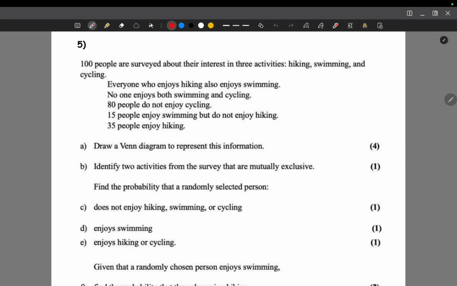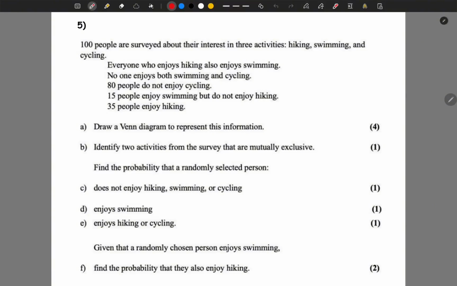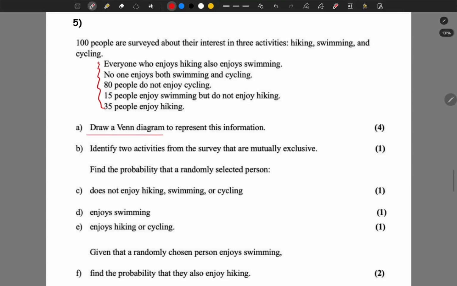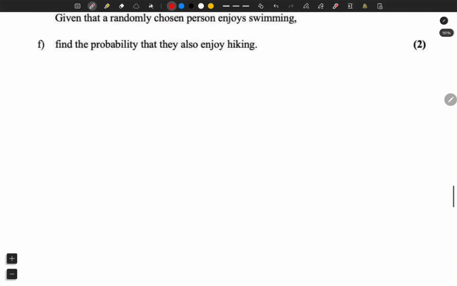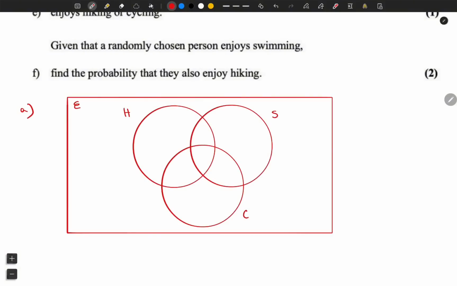Now moving on to the next question. 100 people are surveyed about their interest in three activities: hiking, swimming, and cycling. So first of all, the first question is that we need to draw a Venn diagram to represent this information. So let's draw the Venn diagram. The base template of the Venn diagram should look something like this. H is for hiking, S is for swimming, and C is for cycling.